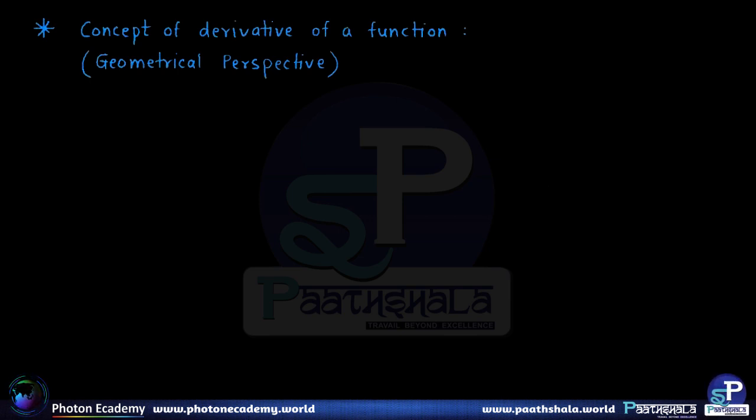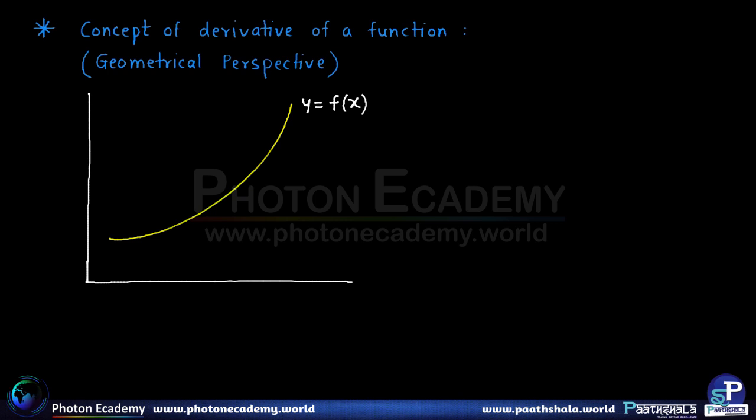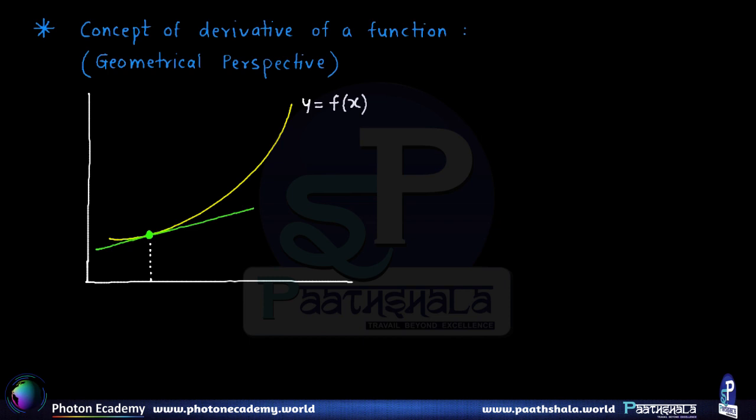So, let us consider some general curve. Say this is the curve of some function. Let's call it, say, f of x. Right? And at some given point, let's consider this is that particular point. We want to find the slope of the tangent. So that means if I draw the tangent, it looks like this, and we are interested to know what is the slope of this particular tangent drawn at this particular point.